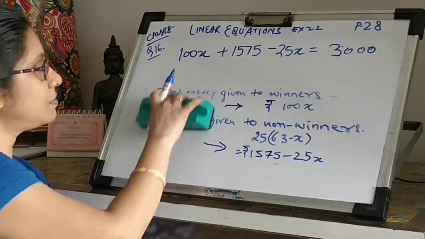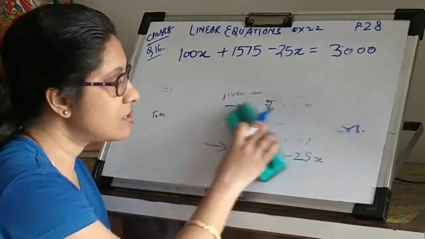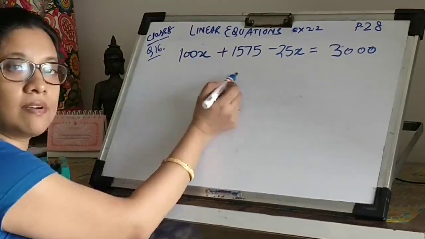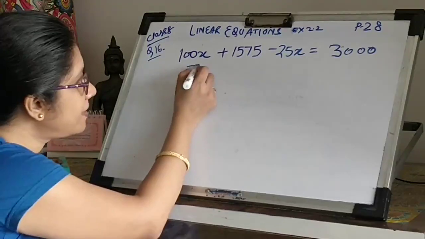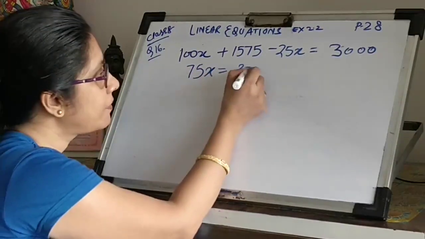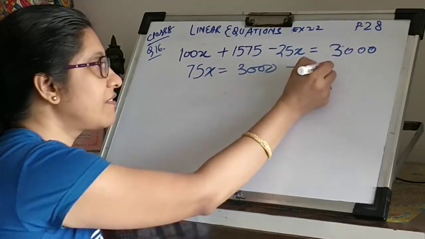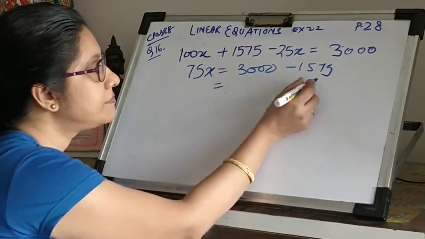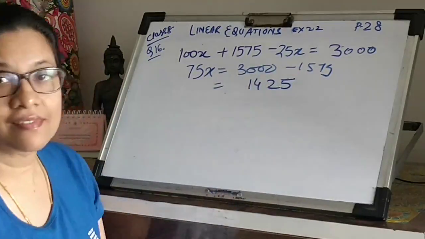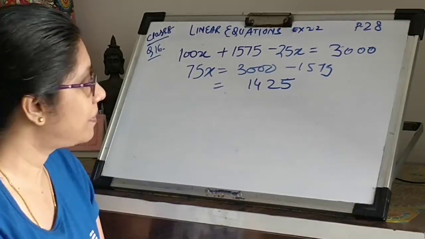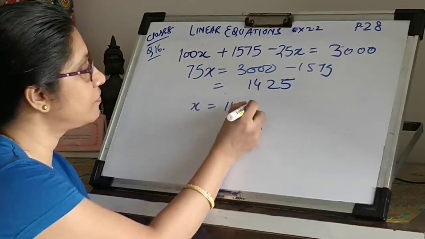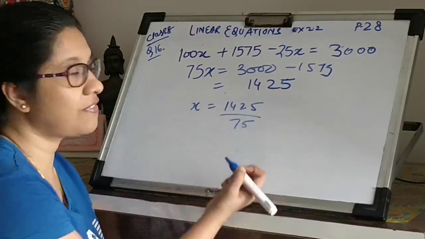So what do we need to do? Just solve it. Simple. Let us solve it quickly. 100x minus 25x is 75x. 1575 transposes to the other side. 3000 minus 1575 becomes 1425. Perfect. So what is x? x comes out as 1425 upon 75.